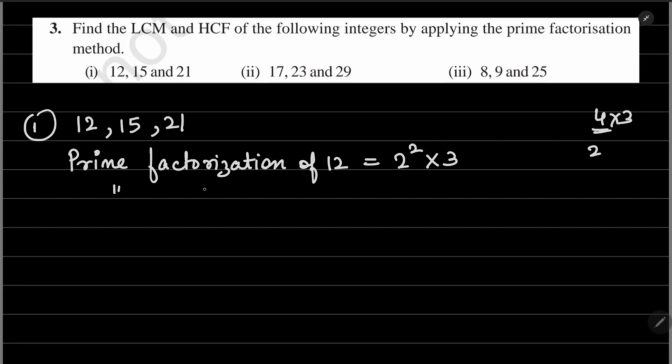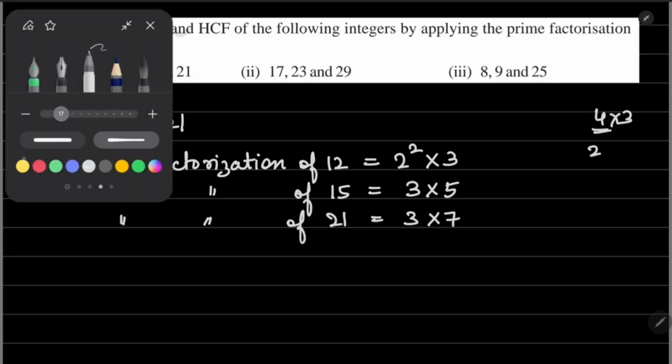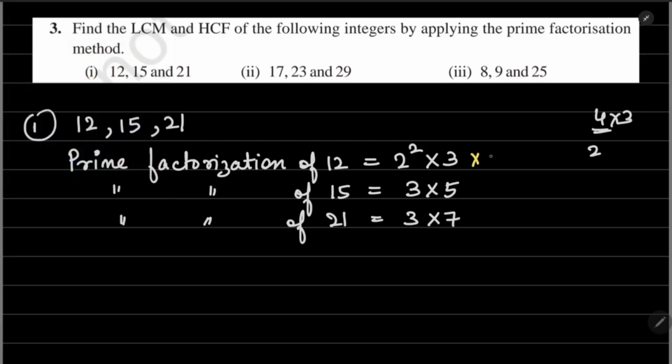Again, the prime factorization of 15 is nothing but 3 into 5. The prime factorization of 21 is 3 into 7. Correct? So we can put in an extra 5 raised to the power 0, since we don't have a 5 here. Here you have 2 raised to the power 0, and again here you have 7 raised to the power 0. So wherever you don't have a factor, we add it.